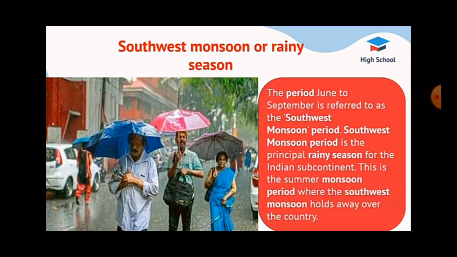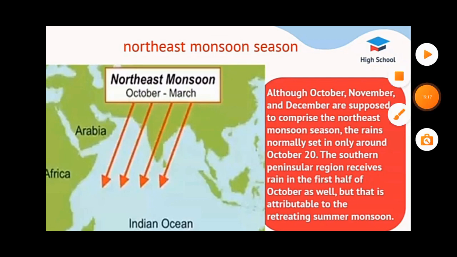Students, don't forget, this is a very important 2 mark and 1 mark question. Mawsynram receives the heaviest monsoon rainfall.